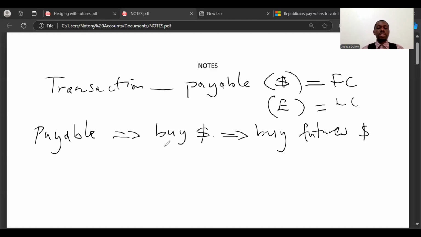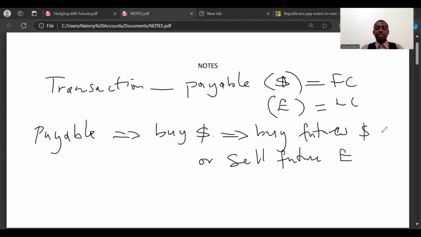But in your exam question, your examiner may decide not to give you futures in dollar. The examiner may decide to give you the futures in the local currency. So if the futures contracts are in the dollar, then you should buy futures in dollar. But if the examiner gives you pound sterling, it means that you should sell futures in the pound sterling.